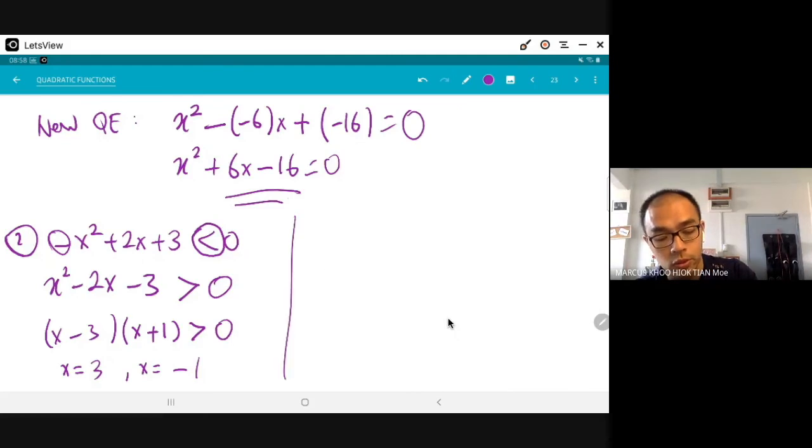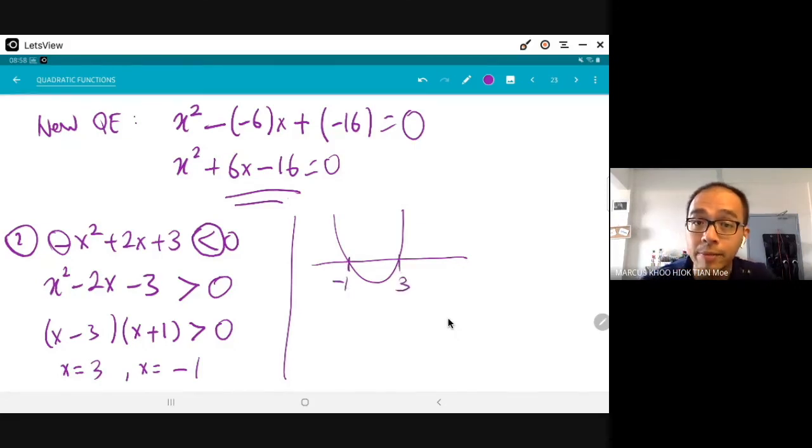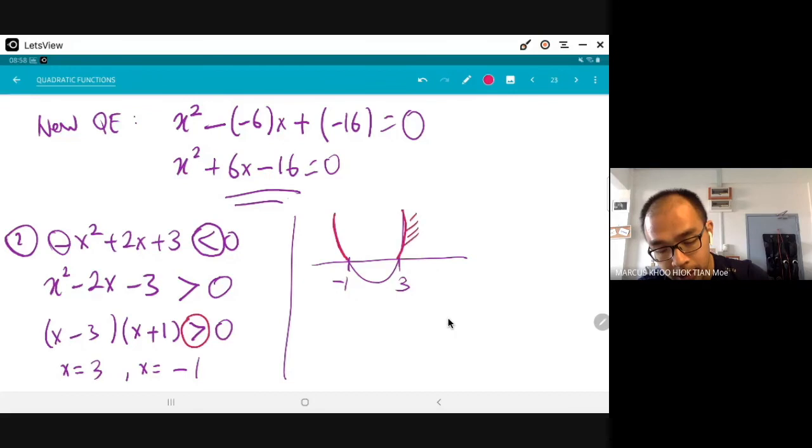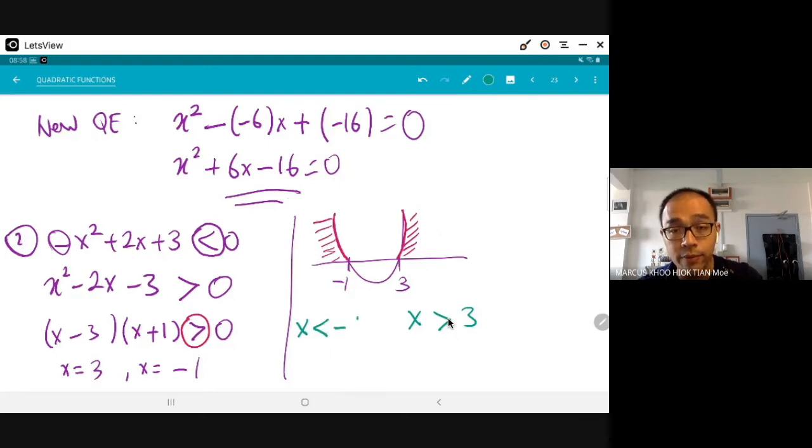Then you draw the U-shaped graph. On the left side of the U graph is negative 1 and on the right side is 3, because 3 is greater than negative 1, obviously. After that, because the inequality is more than, you shade this part and this part, here and here. So the final answer is x is more than 3 and x is less than negative 1.